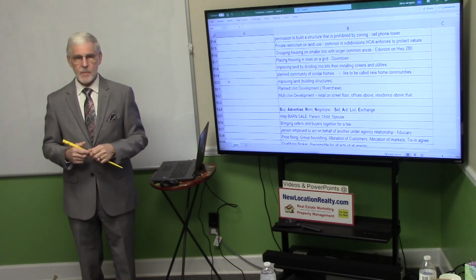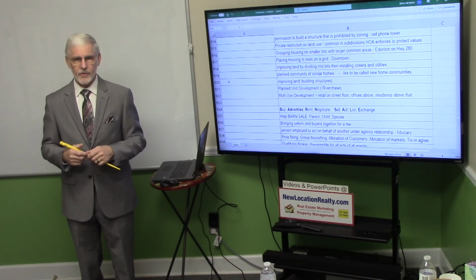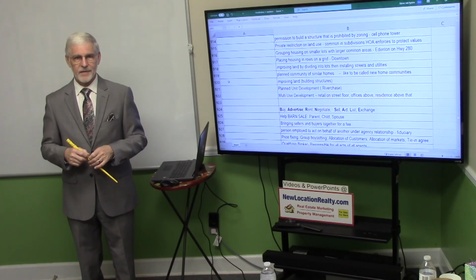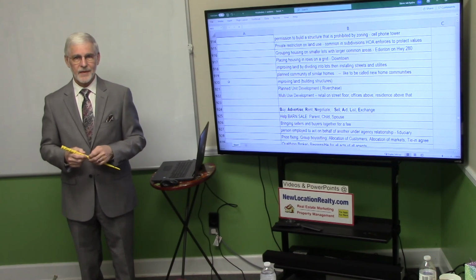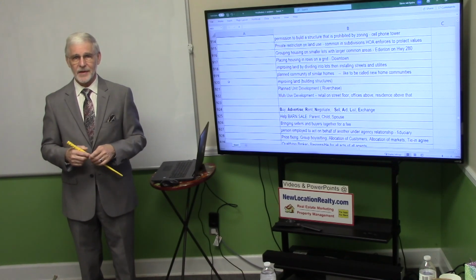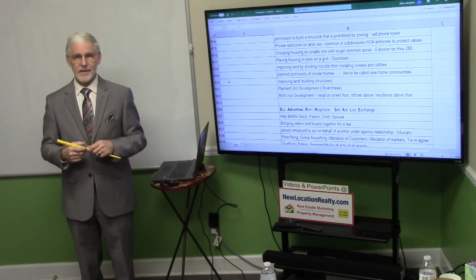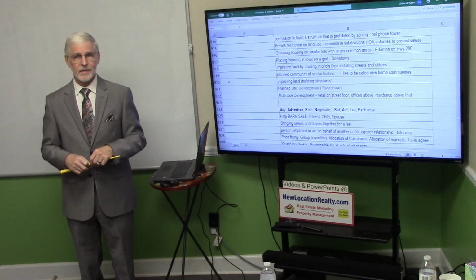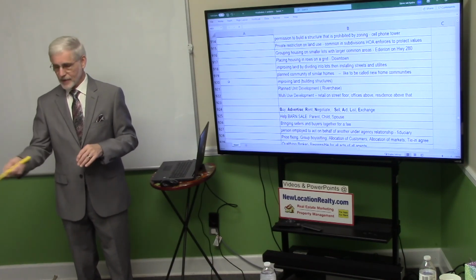Planned community of similar homes. They like to be called new home communities. Is that PUD? I think I was looking for subdivision, and that's why I put subdivision. That's what you have now. Planned community of similar homes. Yeah, subdivide. Subdivision, I'm sorry. Okay, that's what that is, subdivision.